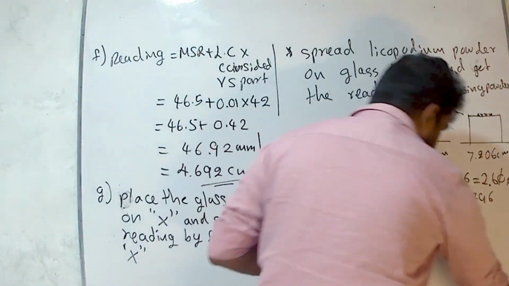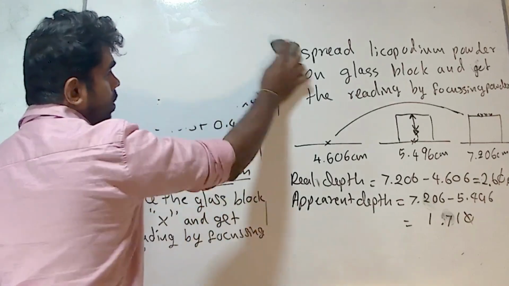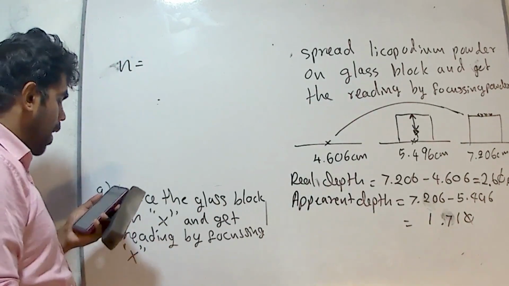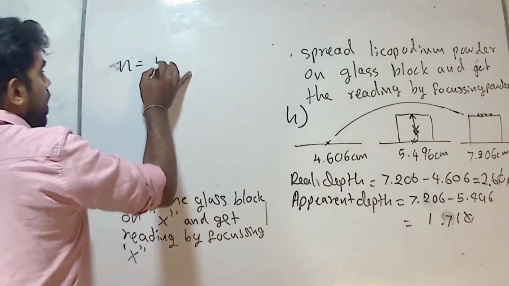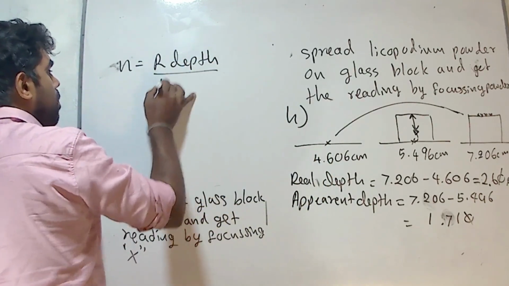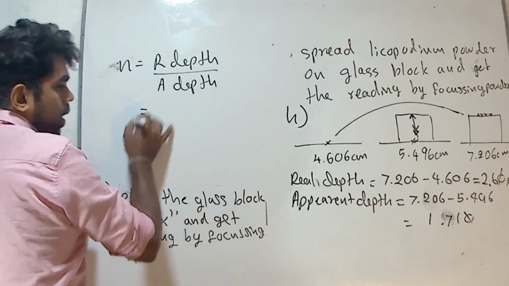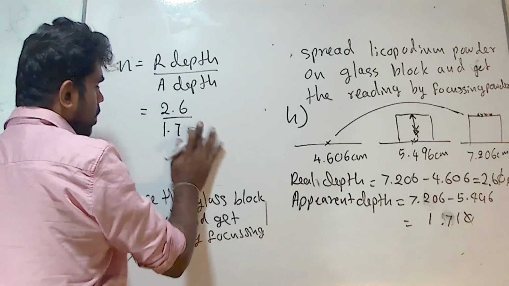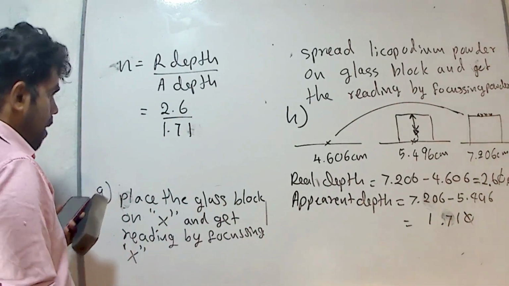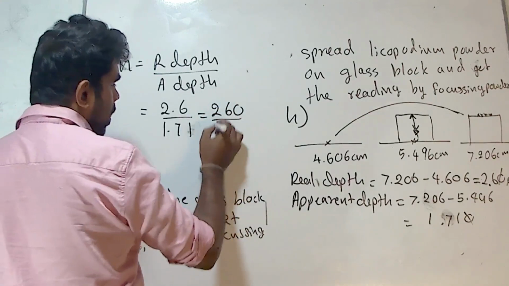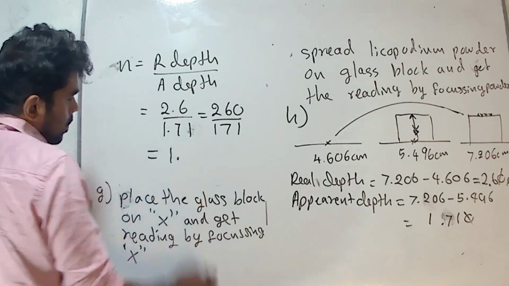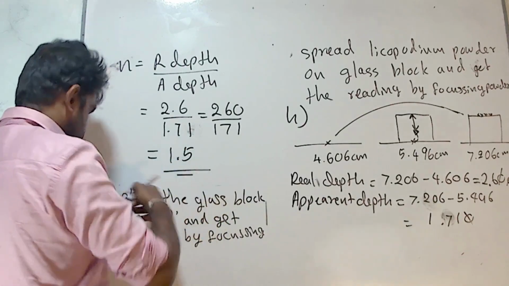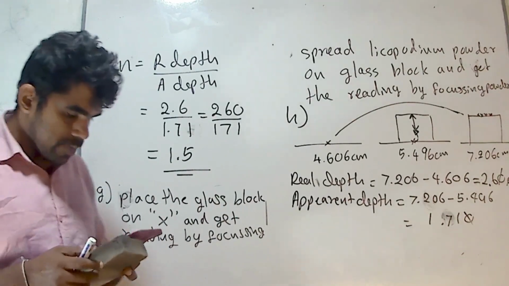Then we can write the equation for the refractive index. Refractive index n is real depth divided by apparent depth. Real depth is 2.6. We have to divide by apparent depth 1.71. We can write it as 260 divided by 171. You can get 1.5 as the approximate answer.